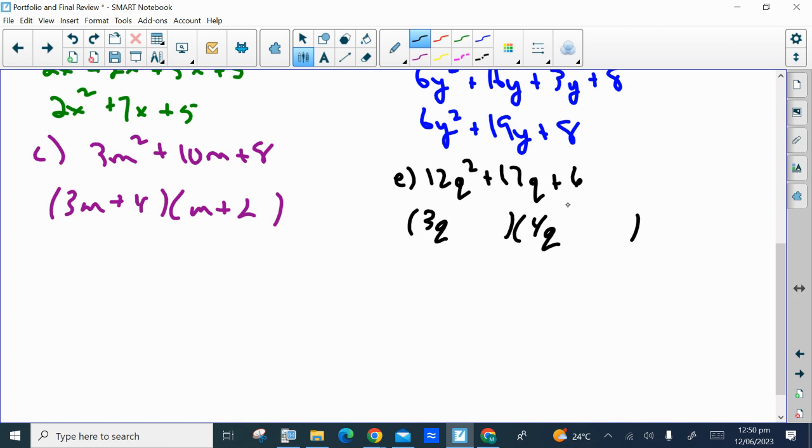Same thing for the last terms, multiply to get 6. I'm going to try 2 and 3. And I would put the 2 with this 3 and the 3 with this 4. You wouldn't have a 3 with a 3, and you wouldn't have a 2 with the 4, because there's common factors there.